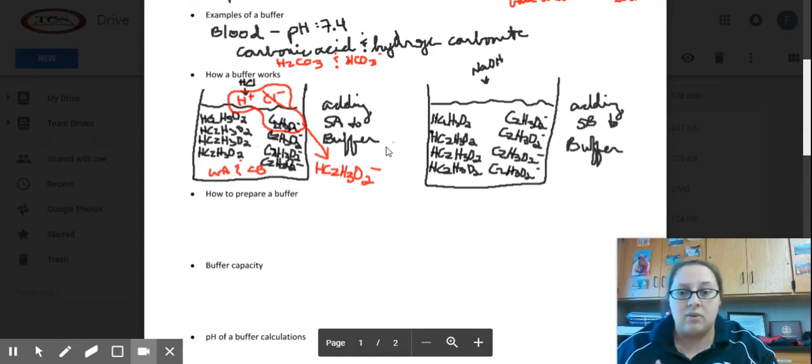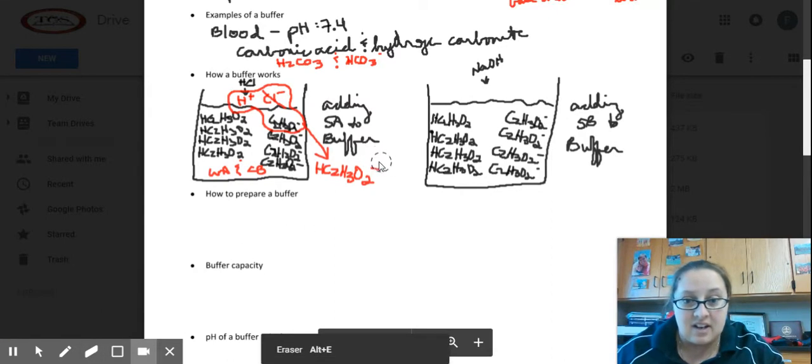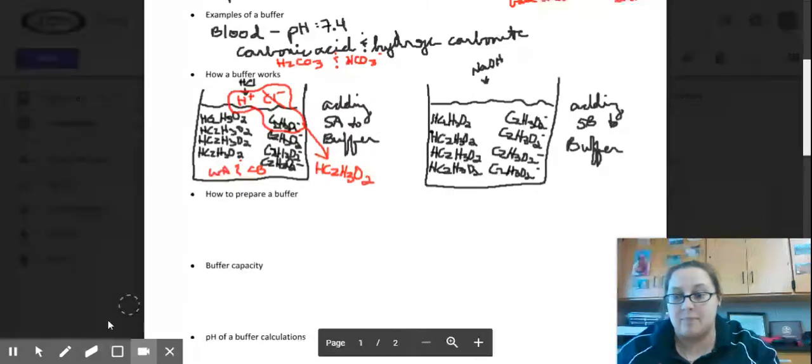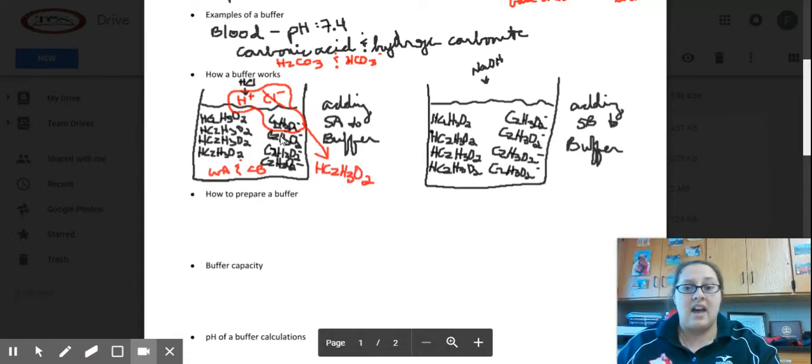Okay, so I have a mistake. My bad, let me catch it first. Let me fix this. It's not going to be minus, it's just going to be HC2H3O2. The reason for that is there's the negative ion and the positive ion.